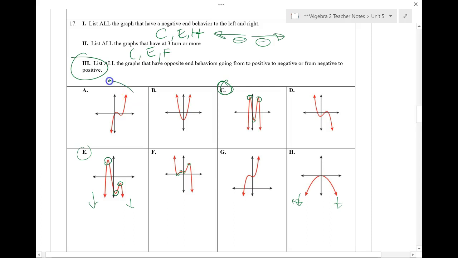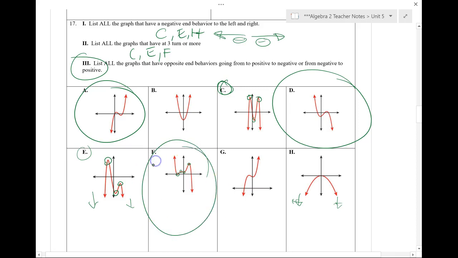And so that would be A, because it starts in the negative and goes to positive. D starts in the positive, goes to negative. F starts in the positive, goes to the negative. And G, going down to the negative on the left, up to the positive on the right. And that's it. So it'd be A, D, F, and G.